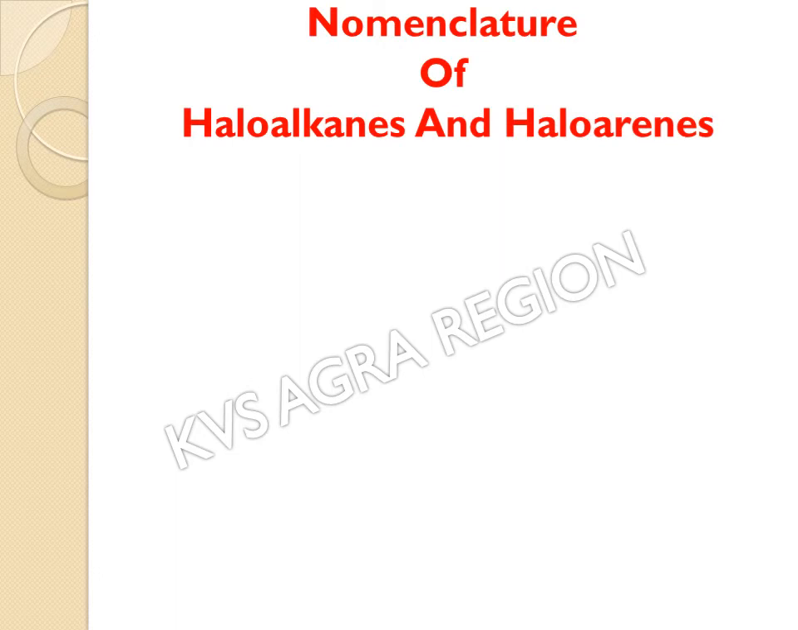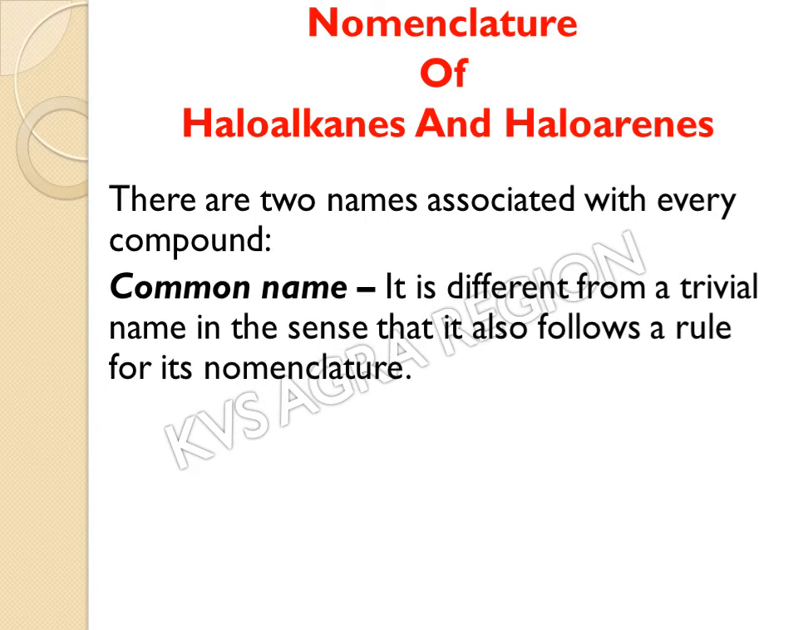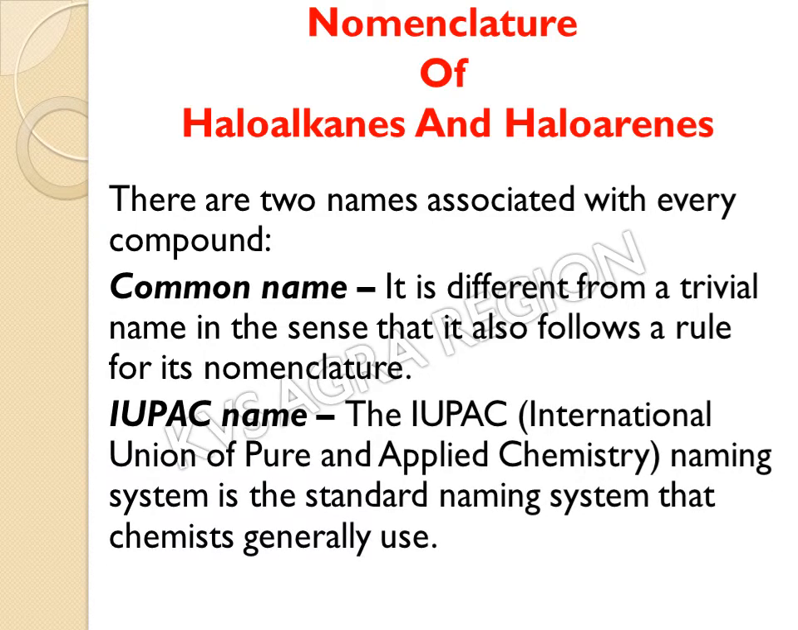Now coming down to nomenclature of haloalkanes and haloarenes. There are two names associated with every compound. The first one is common name. It is different from a trivial name in the sense that it also follows a rule for its nomenclature. Secondly, IUPAC name. The IUPAC, that is International Union of Pure and Applied Chemistry, naming system is the standard naming system that chemists generally use.